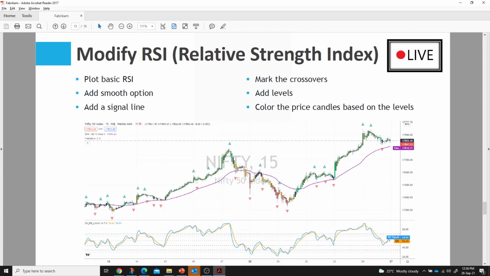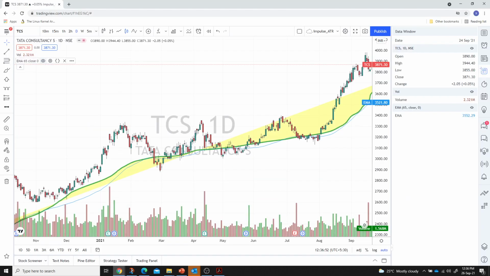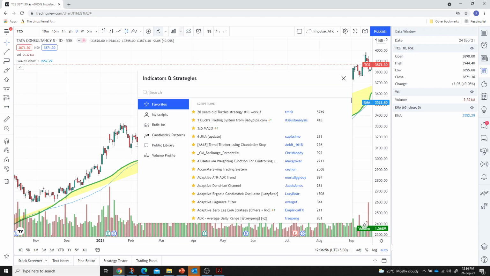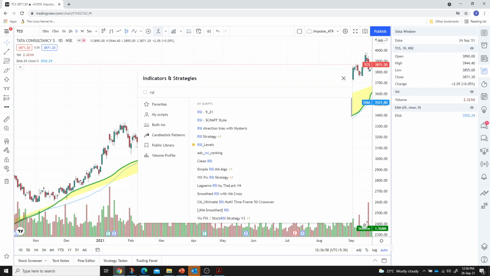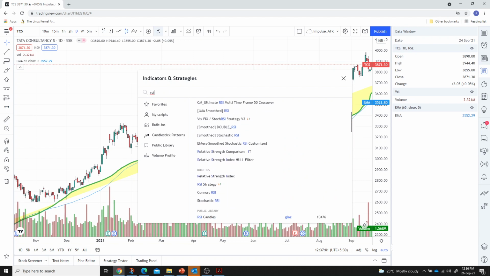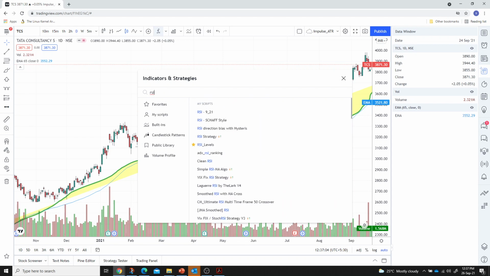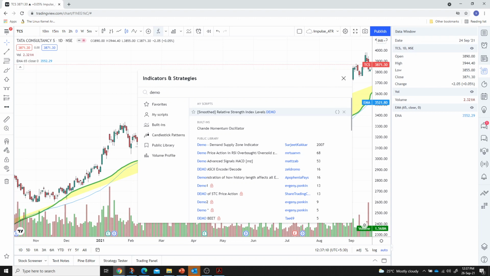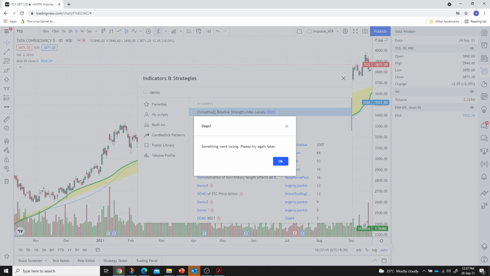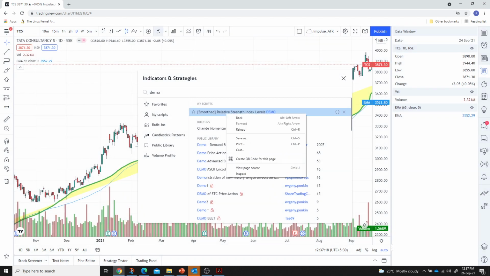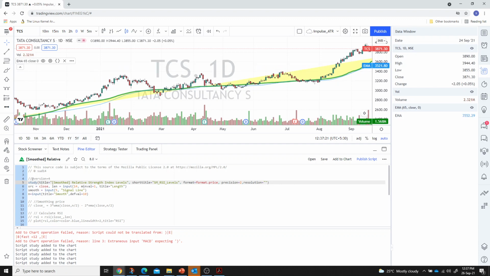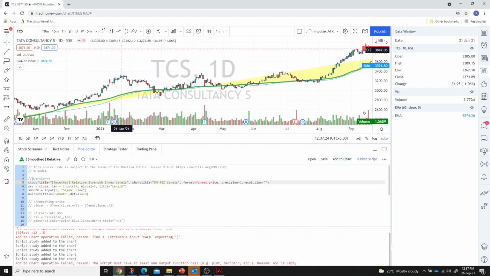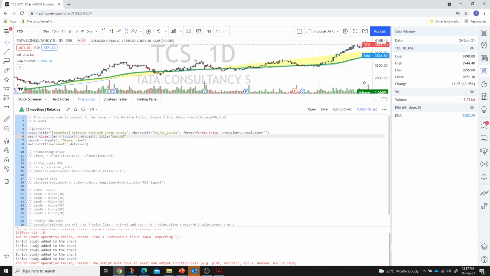Okay, so let's go for this example. I made something already. I'll add it, not to waste everybody's time. I hope I have saved it. Okay, oh yeah, this is my indicator.